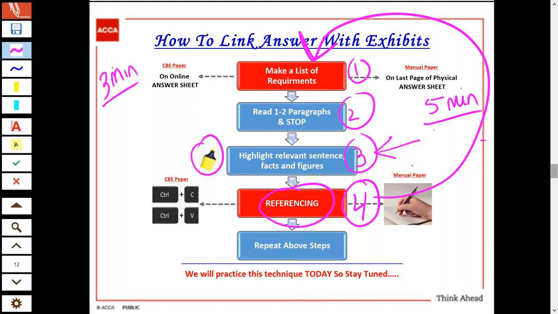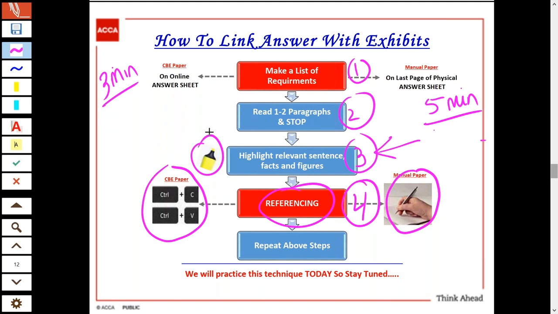Okay, so manual students will need to write the question number in front of the paragraph. And those students who are doing CBE, you will actually copy paste the relevant facts and figures into your word processor. Okay, and I will show you how to do it. So how do you copy paste? You will select, you will press Ctrl C, and then you will go to your online word processor, where you will type all the answers, and there you will do Ctrl V under the respective question number. Okay, and I'll show you that. And then once you've done that, you move on to the next paragraph, you highlight, you do your referencing, and you move on.